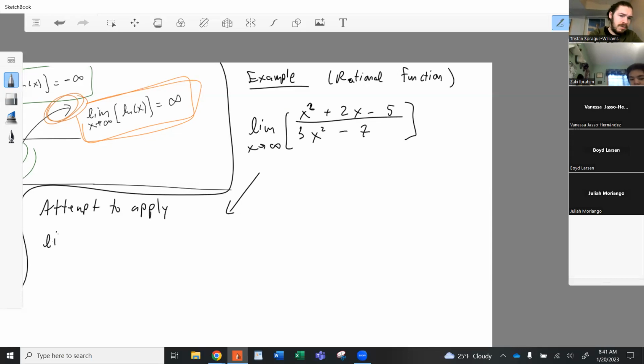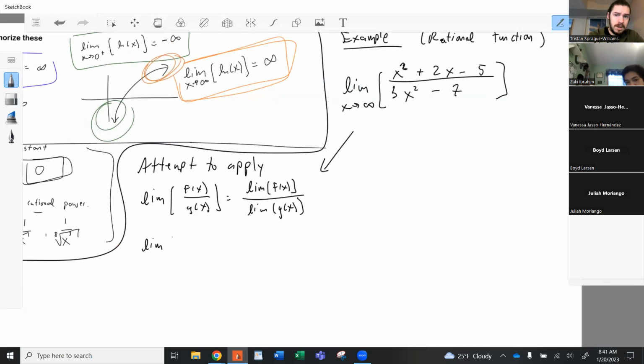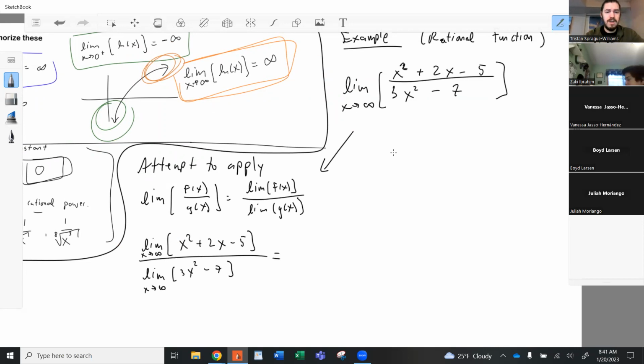If you attempt to apply the property that says the limit of f of x divided by g of x is equal to the limit of f divided by the limit of g, what we get is the limit of x squared plus 2x minus 5 divided by the limit of 3x squared minus 7, x going to infinity in both cases. That is splitting the limit across the division, right?